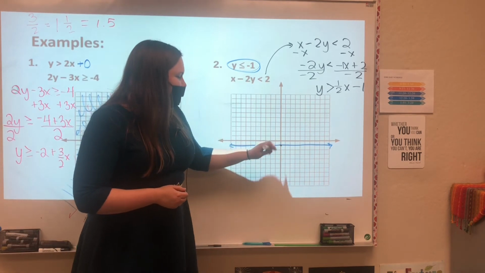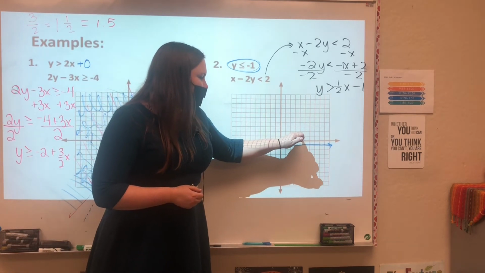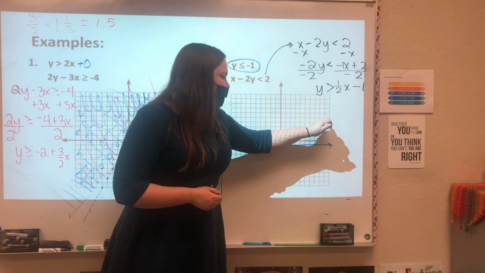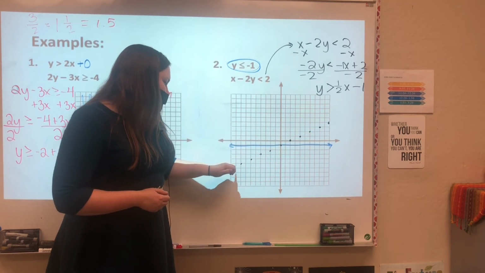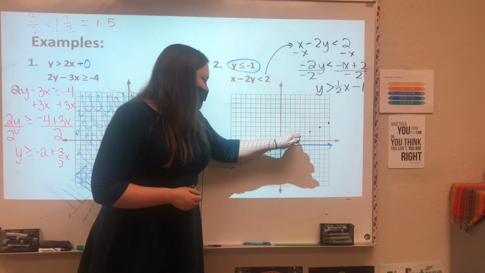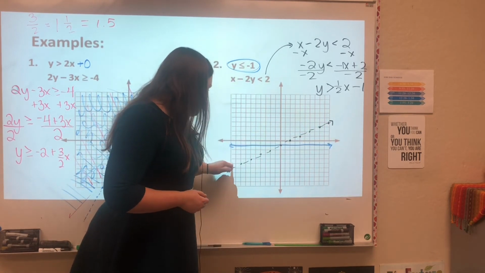Starting at -1, going up 1/2. What line am I going to draw through these points? Dotted. Okay. And then the final question, where do we want to shade for this?